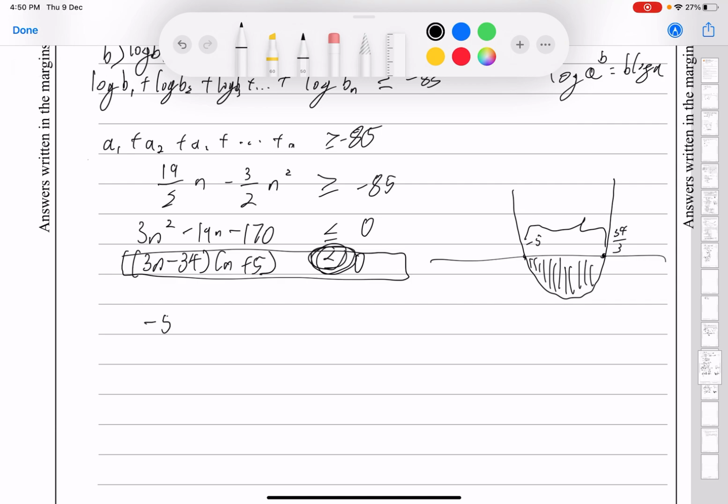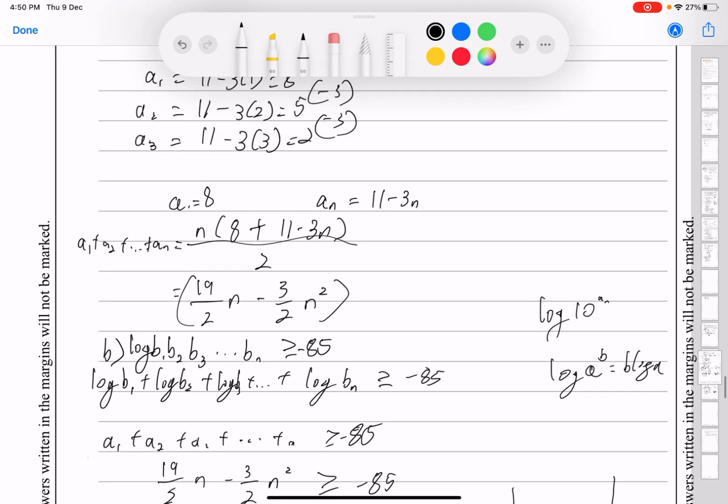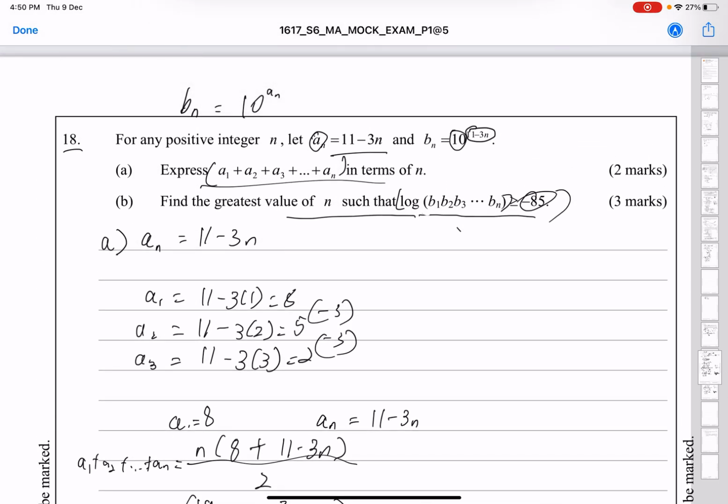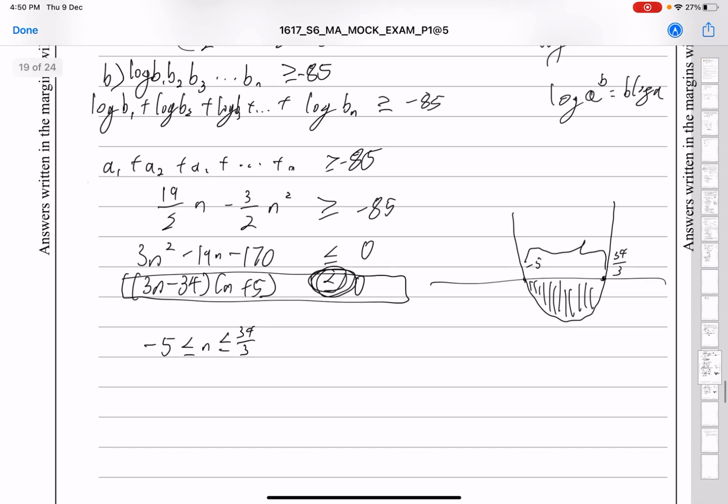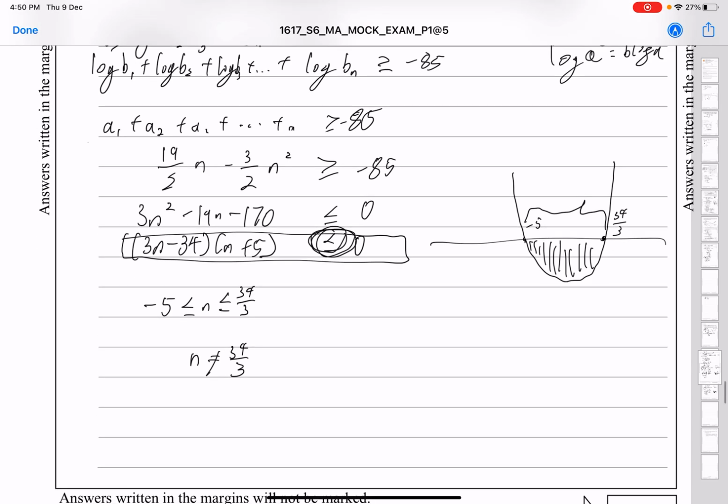So this would be the answer. However, we need to find the greatest value of n. N is a positive integer, so it cannot be 34/3. So the closest and largest integer to 34/3 is 11. So n is 11. This is the greatest value of n.